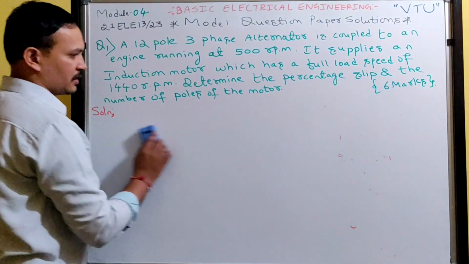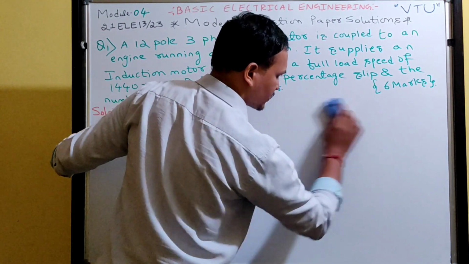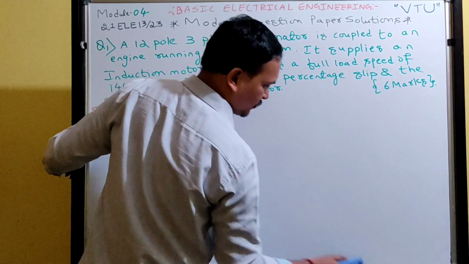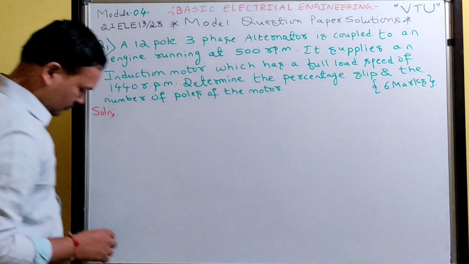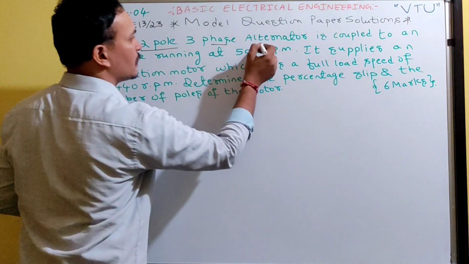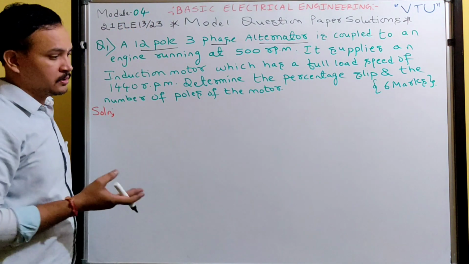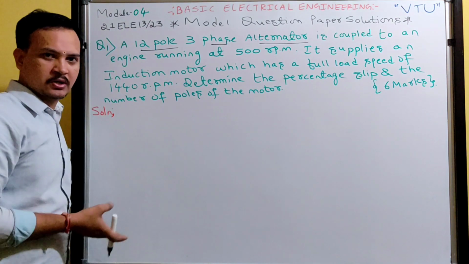So for a good induction motor, what should be the slip? 1% to 5%. And to become an induction motor, Ns value should be more than N. Now let me read the question. A 12 pole 3-phase alternator. Okay, they have given an alternator. Just now we wrote the formula for induction motor.